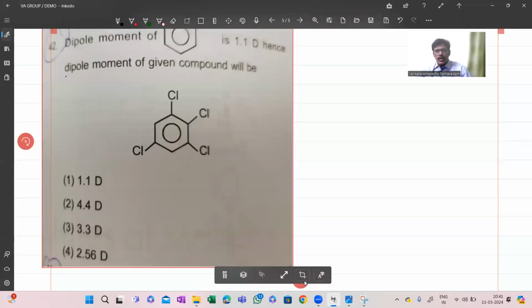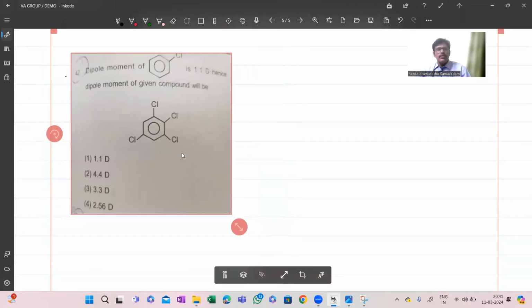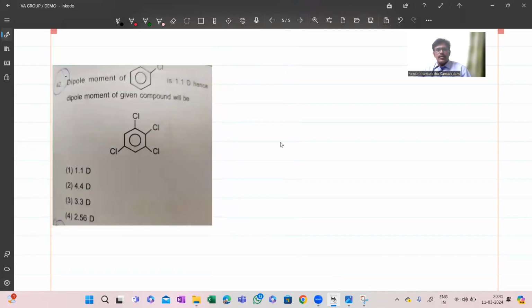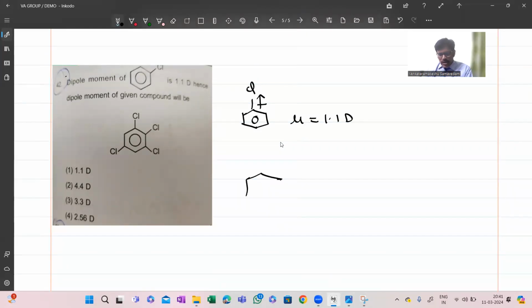See here, in this question, what they are asking, they gave chlorobenzene. In the chlorobenzene, they are mentioning the polarity towards the chlorine atom. Here, the mu value they mentioned is 1.1 D. This is a very simple question. If you know the BF3 molecule structure, you can easily explain it.